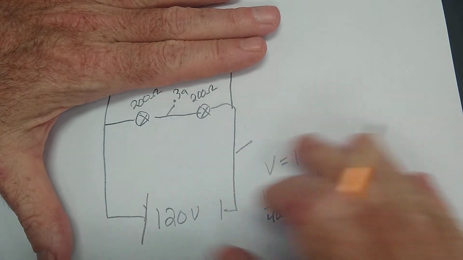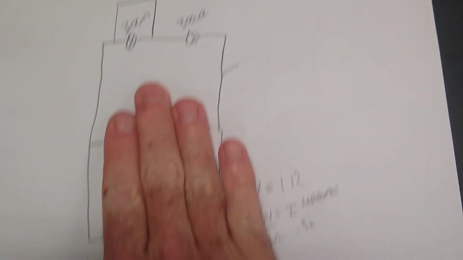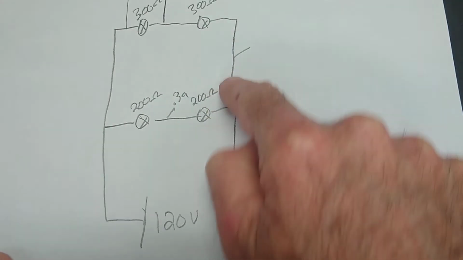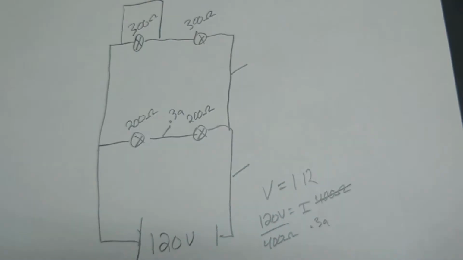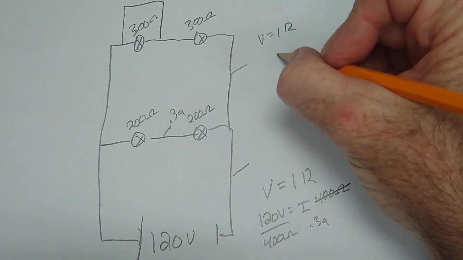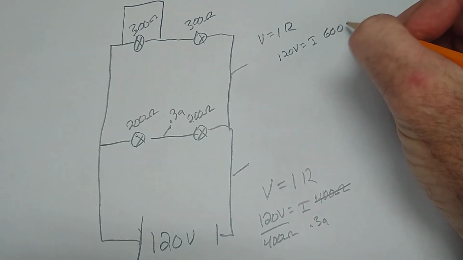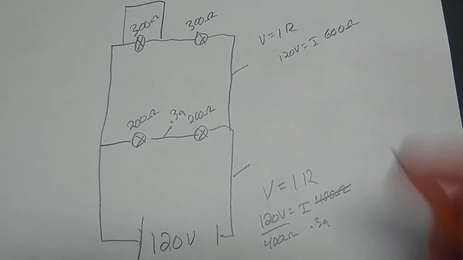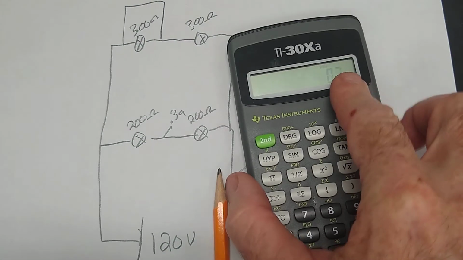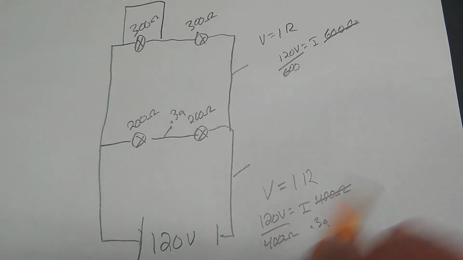Right? Now, these bulbs right here on top, they don't care about those bulbs. They don't even know they're there. So we have 120 volts, and on this circuit, there's 600 ohms. So V equals IR. You have 120 volts. What current with a total of 600 ohms? Right? Okay. 120 divided by 600 is 0.2 amps.